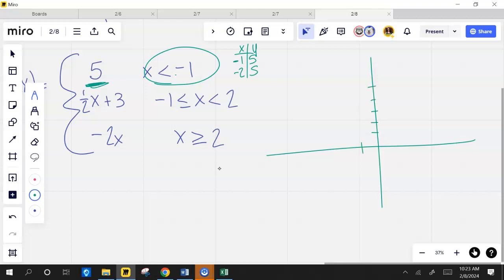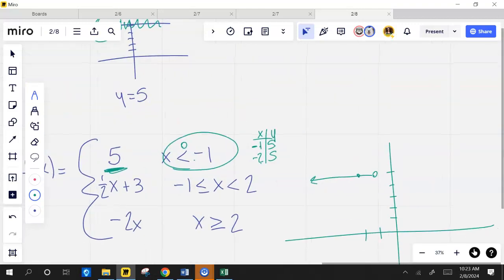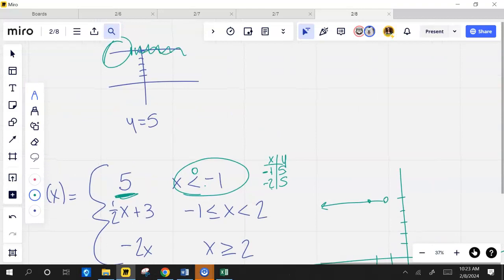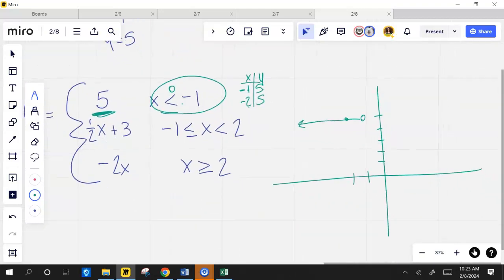All right, so at -1, am I open or closed dot? Open. Why am I open? There's no line under it. That's an open dot. So -1, 5 is an open dot. And then -2, 5, this is what this line looks like. That's that piece of the line. Does that make sense? Just like up here, see where I cut it off, but I included that. That's all I have here.